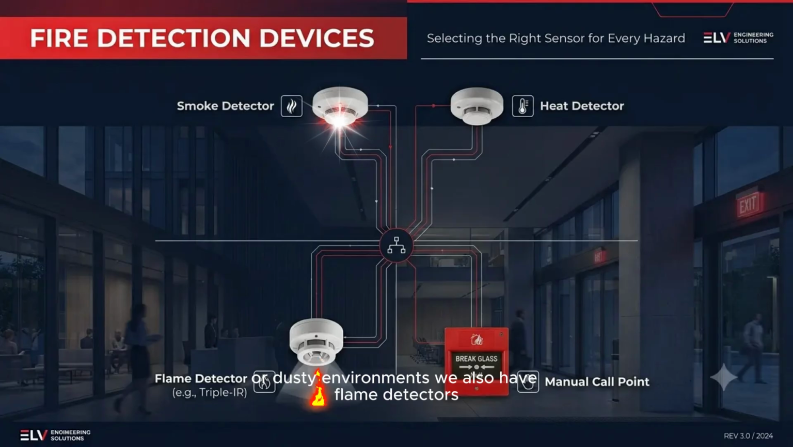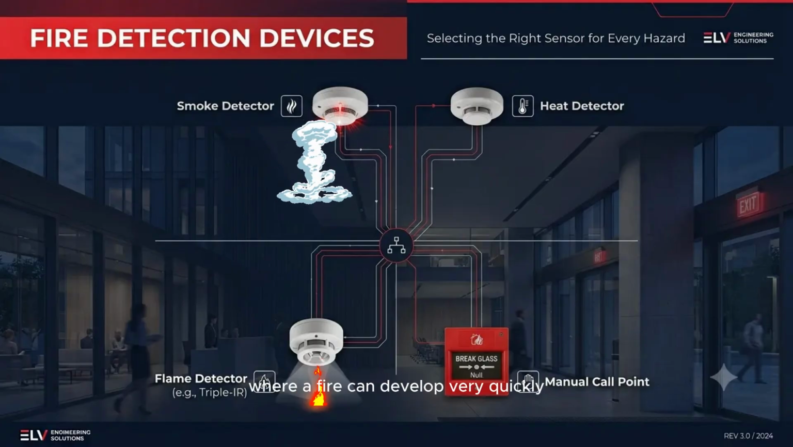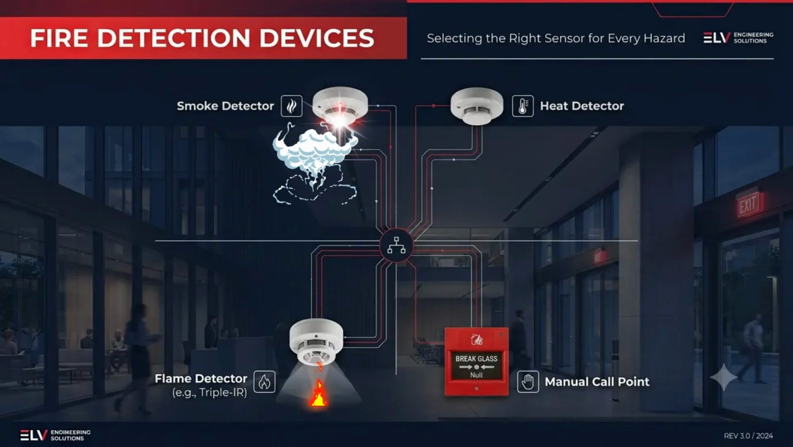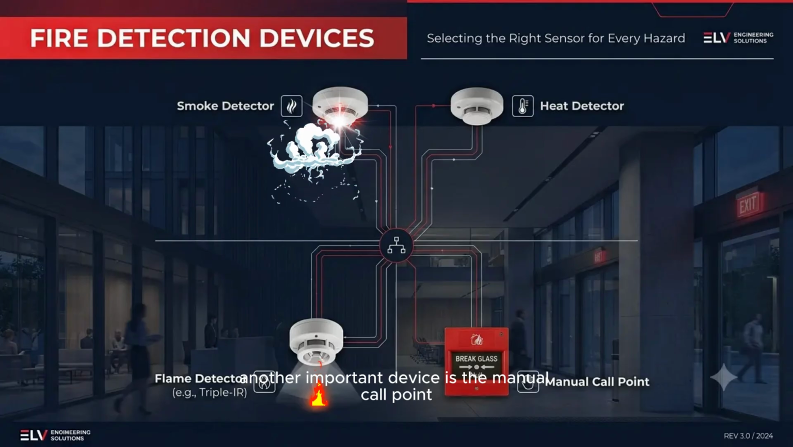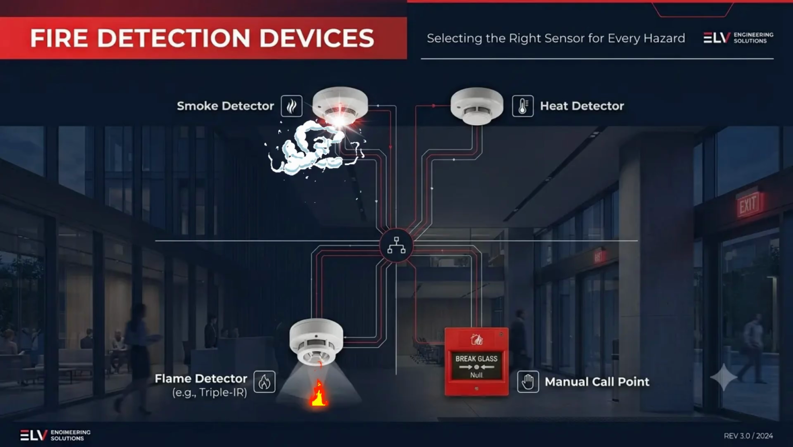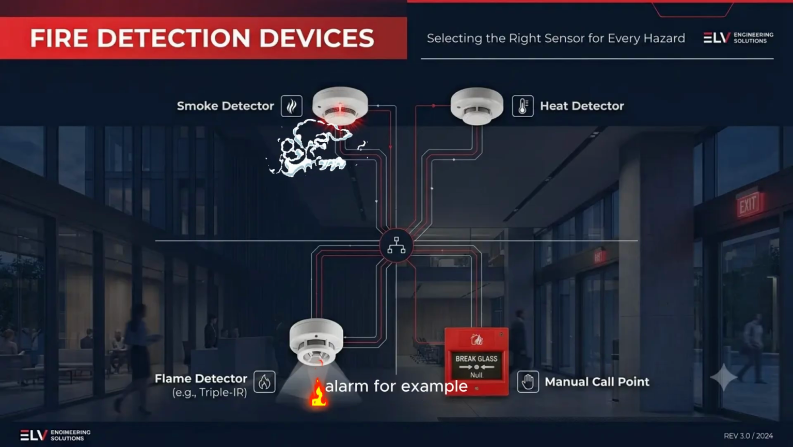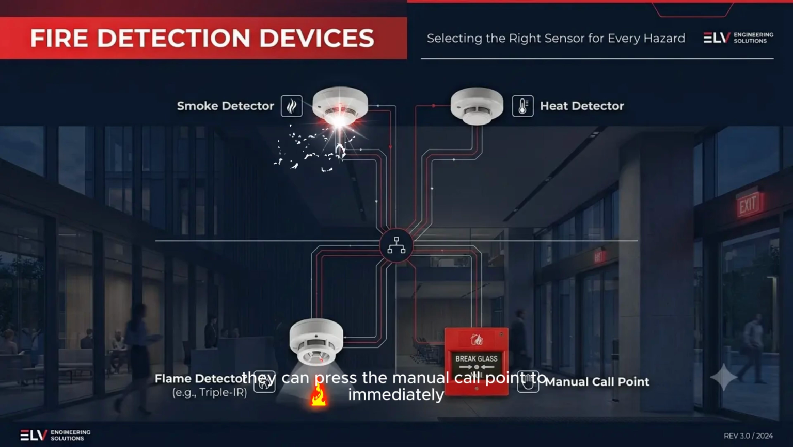They are commonly used in areas where smoke detectors may cause false alarms, such as kitchens, mechanical rooms, or dusty environments. We also have flame detectors. Flame detectors are designed to detect the radiation produced by flames. They are useful in areas where a fire can develop very quickly, such as industrial environments or areas containing flammable materials. Another important device is the manual call point, also called MCP. The MCP allows a person to manually activate the fire alarm. For example, if someone sees a fire before the automatic detector activates, they can press the manual call point to immediately send an alarm signal to the fire alarm panel.